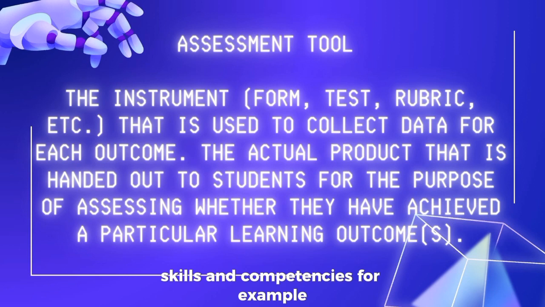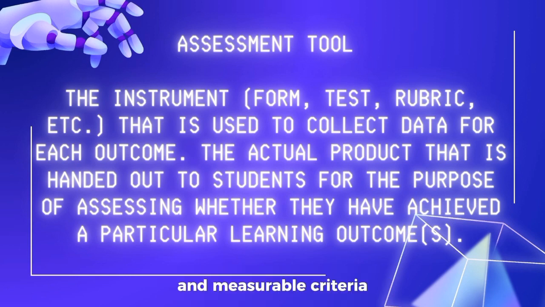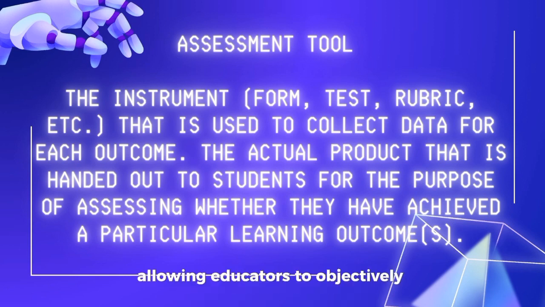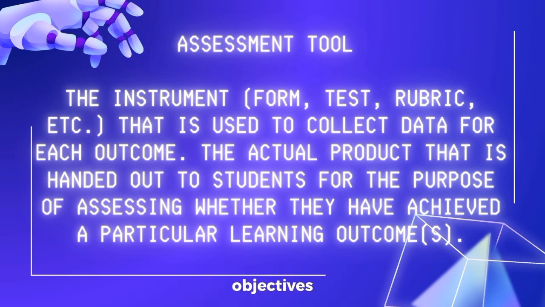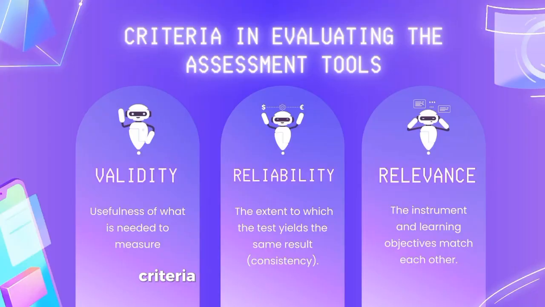For example, a test might be given to measure students' understanding of a subject, while a rubric might be used to assess the quality of a project or presentation. The assessment tool provides structured and measurable criteria, allowing educators to objectively determine the extent to which students have met the learning objectives. It is the tangible product handed out to students, through which their performance and understanding are systematically evaluated. Criteria in evaluating assessment tools.